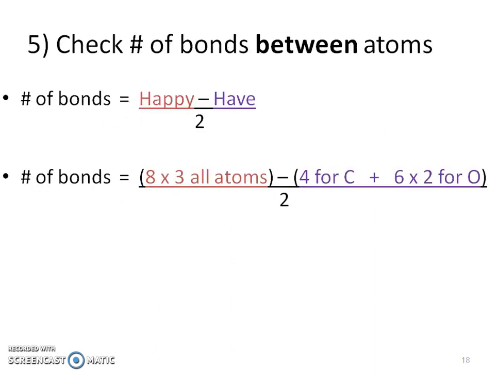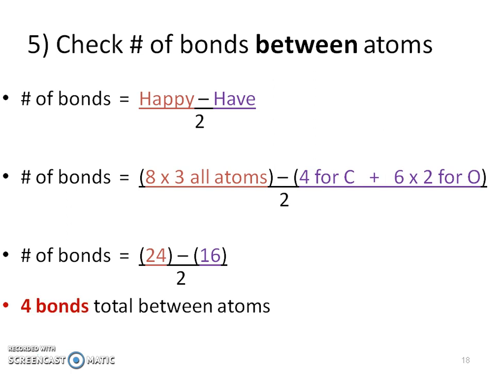Now let's look at this, happy minus have. Well, it's 8 times 3 for all those atoms, minus the 4 for carbon and the 6 for each of the 2 oxygens, which gives us 24 minus 16, divided by 2. This gives us a number of 4. So 4 bonds between the atoms, okay?